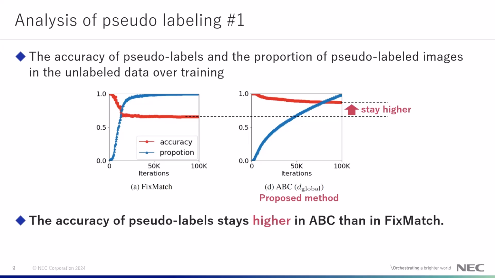This is an analysis of pseudo-labeling during training in MIRO experiments. The red marks represent the accuracy of pseudo-labels. The blue marks represent the proportion of pseudo-labeled images in the set of unlabeled data. You can see the number of pseudo-labels in ABC grows much slower than that in FixMatch. And also, the accuracy of pseudo-labels stays higher in ABC than in FixMatch. This indicates that by controlling the order and speed of feeding unlabeled data, ABC generates cleaner pseudo-labeled data and leads to higher test accuracy as a result.